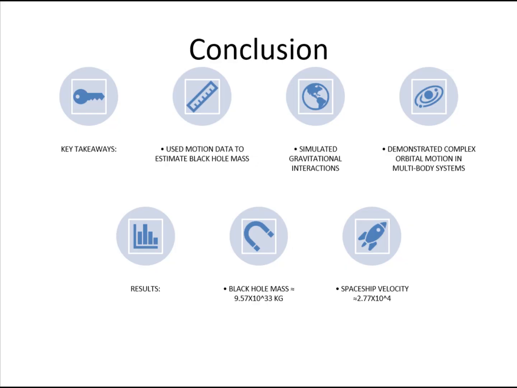In conclusion, this lab uses computational modeling and Newtonian physics to analyze gravitational motion. By analyzing the motion of a star orbiting a black hole, I estimated the black hole mass to be 2.77 times 10 to the 50 kilograms. In a second simulation, I determined an initial velocity that allowed the spaceship to orbit both the moon and planet without crashing. These results demonstrate how Newton's laws and gravitational motion can be used to predict complex orbital motion in astrophysical systems.